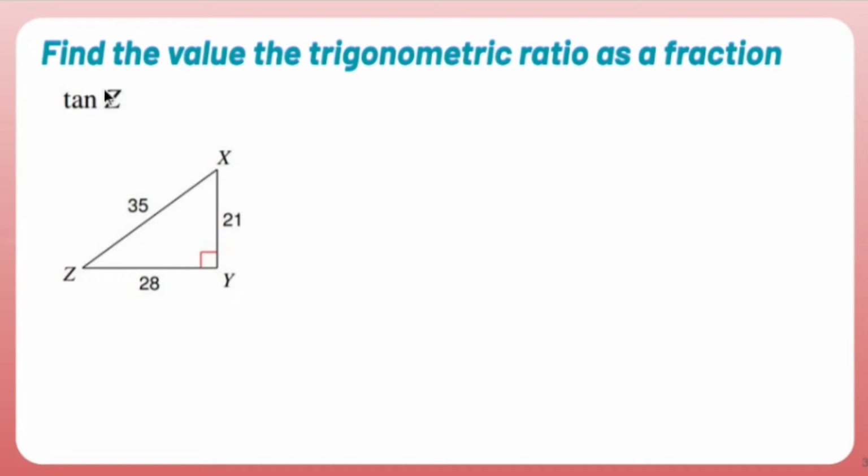Now, if you're asked to find a trigonometric ratio, you are going to use this clever little phrase, SOH CAH TOA. What this does is it tells you, if you're trying to find sine, you're going to use this one. If you're trying to find cosine, you're going to use this one. If you're trying to find tangent, you're going to use this one. We're trying to find tangent, so we're going to use this one.